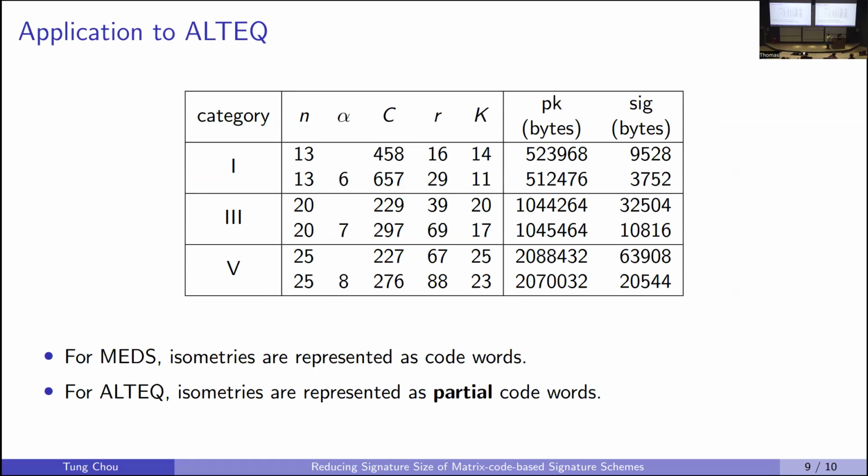And how about ALTEQ? As you can see, with a similar technique we can also bring the signature size to about 1/3 of the original size. The last thing I want to say is that for MAYO, I already explained that we use interpolation data to represent the isometries. So in some sense, the isometries are represented as cosets and their corresponding images. ALTEQ is harder to explain, but what we do is use partial cosets, like incomplete cosets, to represent the isometries.